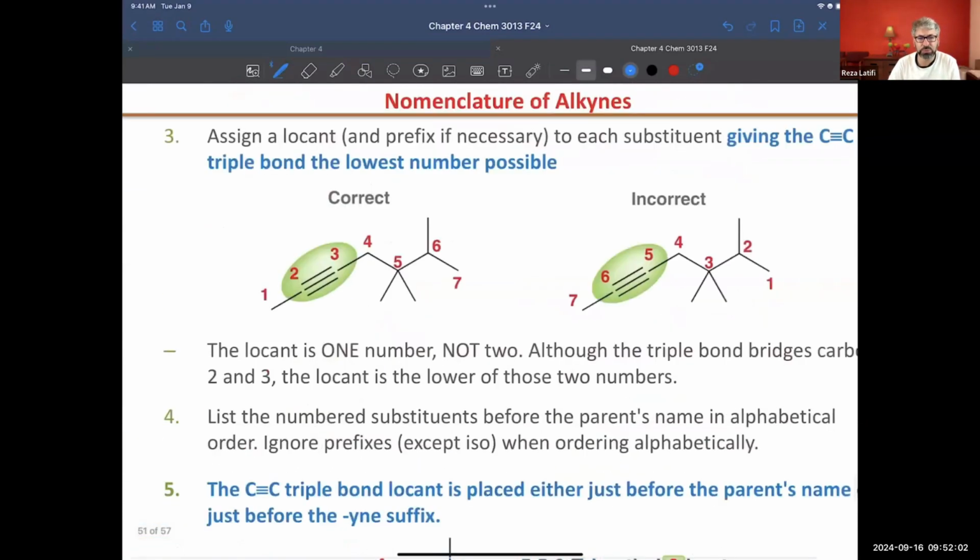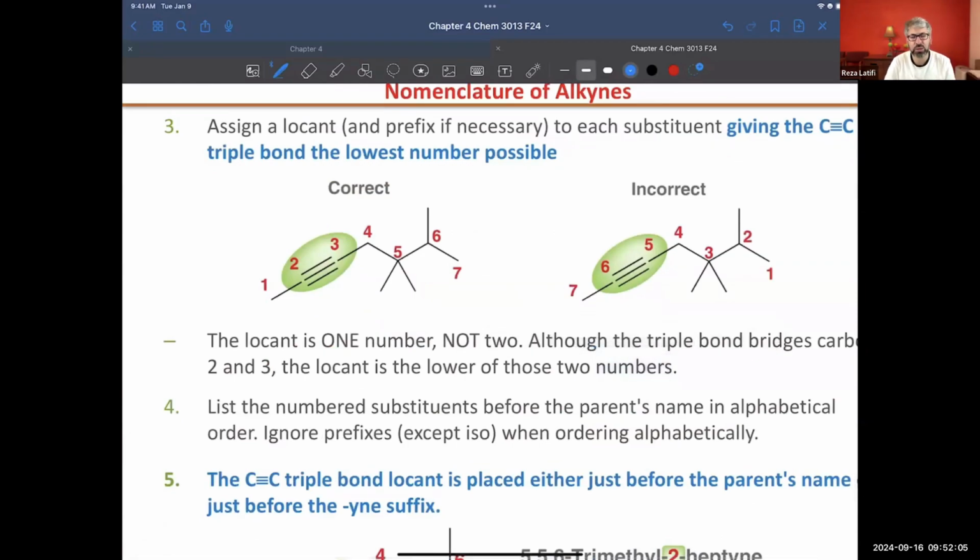Okay, how do we name them? We start labeling from the side that is closer to the triple bond. As you see, we started from here. Why? Because the triple bond is going to get 2, and it will fall between the second and the third carbon. But if we start from the right side, it will fall between 5 and 6, and that's not going to be correct. So you give the smallest possible locator to the triple bond, and then you worry about the substituents.